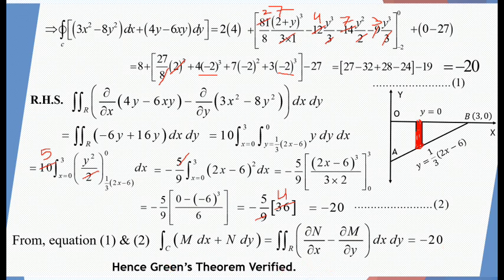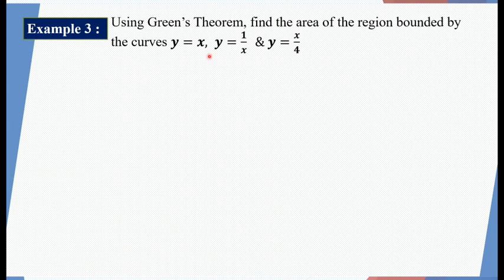Hope you understand it. Now example number 3. Using Green's theorem, find the area of the region bounded by the curves y equals x, y equals 1 upon x, and y equals x by 4.